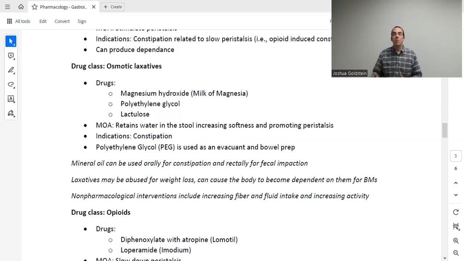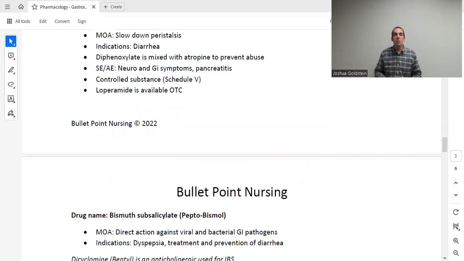For that reason, to prevent abuse, we always mix this medication, or I think it's always, diphenoxylate with atropine. And what that does, if someone tries taking a whole bunch of this to get that high, because they're taking a whole bunch of diphenoxylate and because it's mixed with atropine, they're also taking a whole bunch of atropine. And the atropine part of it is going to make them really, really sick. So for that reason, we mix the two to prevent abuse.